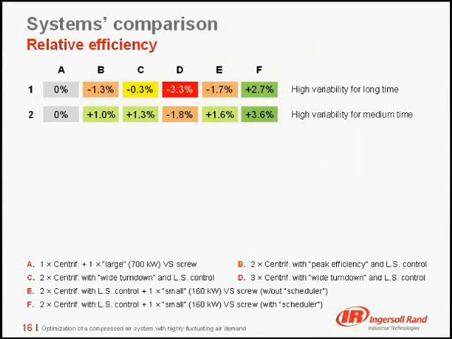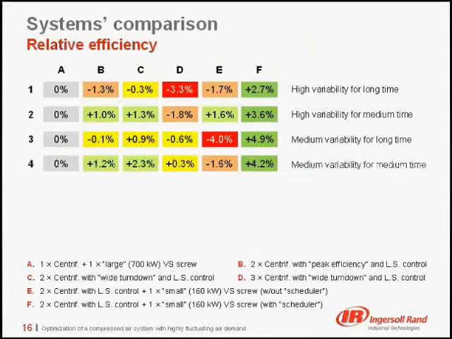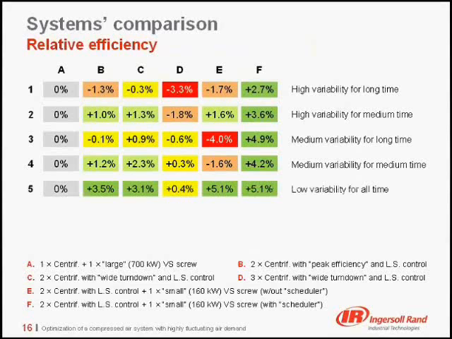And here is case number 3 with a medium variability. Remember, 65% instead of 90% of the previous 2 cases. But the variability is again for long time. This is the comparison for case number 4, the one with medium variability for medium time. And this is the last case with a continuous low variability of 30% of the maximum system flow demand.